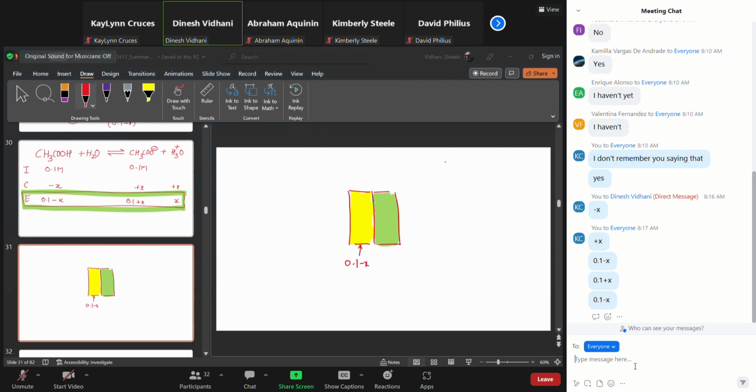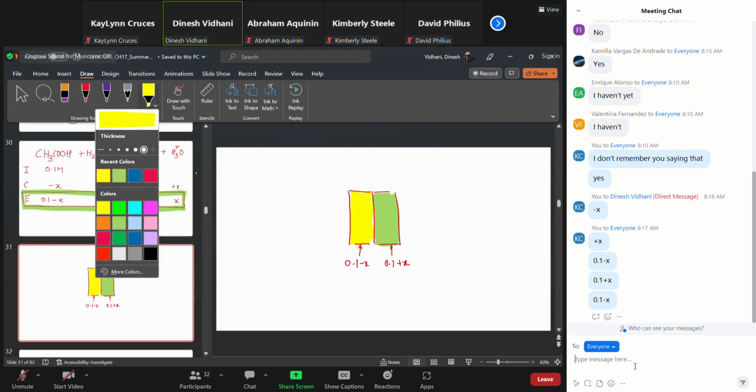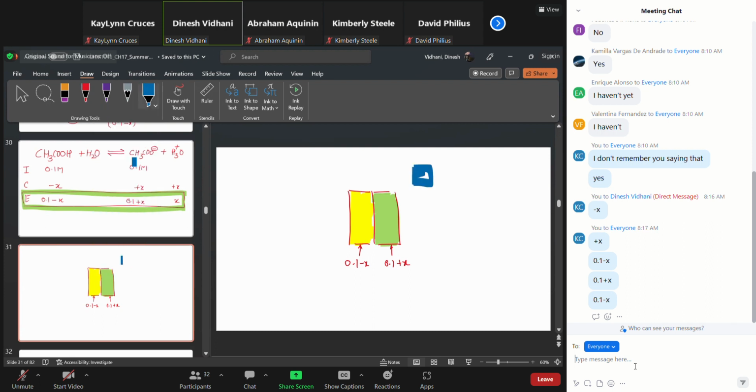And then this one is very slightly higher, 0.1 plus X. Okay, this was supposed to be what I had. Now, keep in mind, I'm adding hydrochloric acid from outside into this solution.